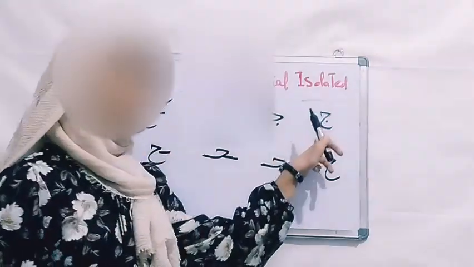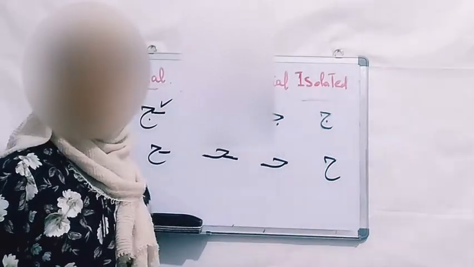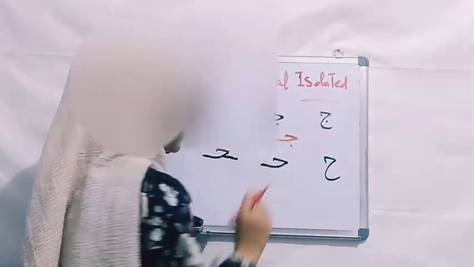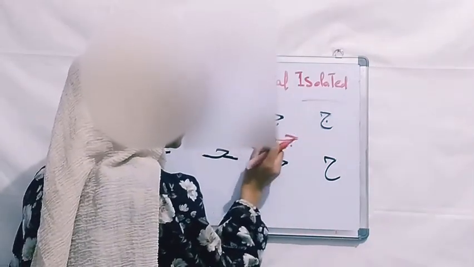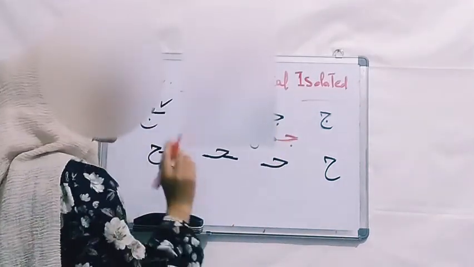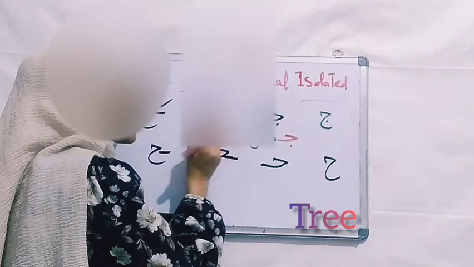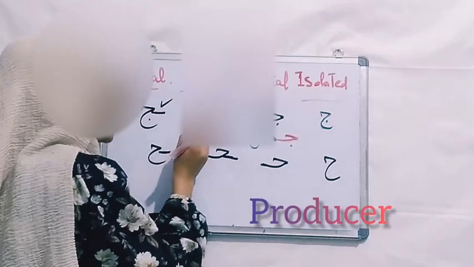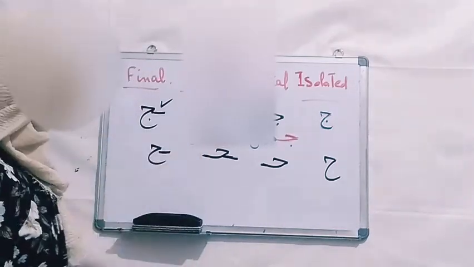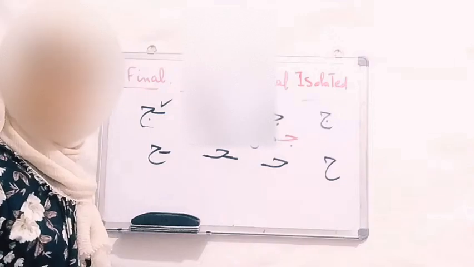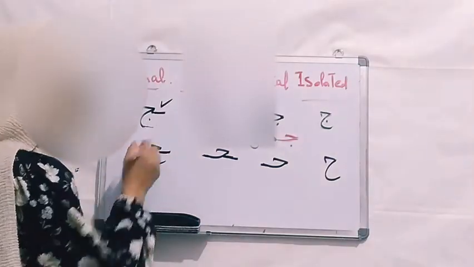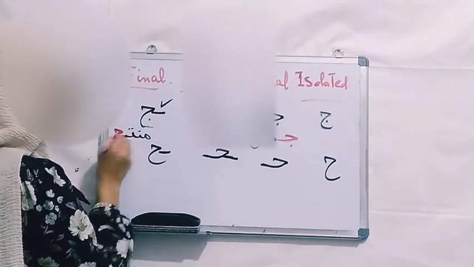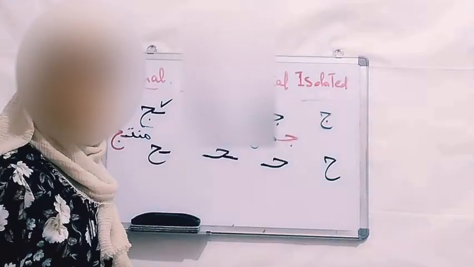In jim, for example, we have jamil, jamil means beautiful. In the middle form, for example, we have shajara. The final form we have muntij, which means producer, muntij. So we have muntij, meaning producer, okay?